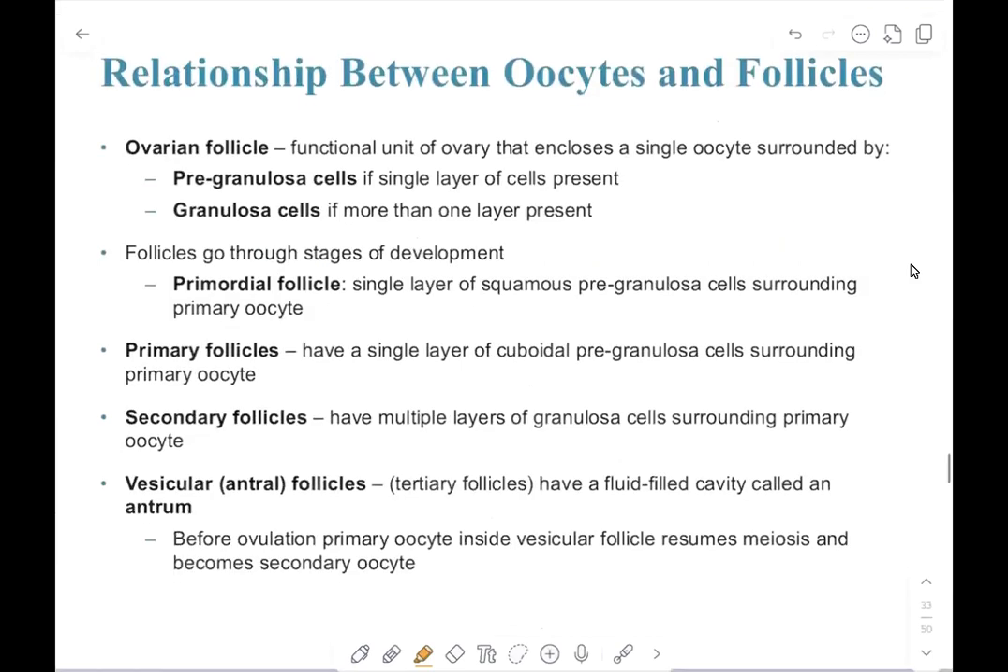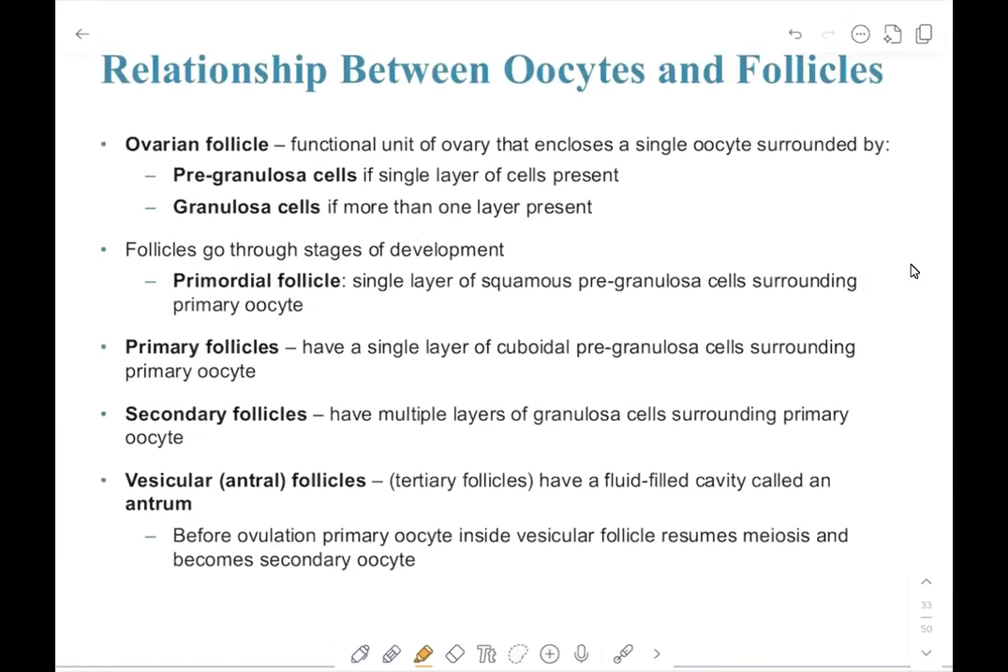So our relationship between the oocytes and the follicles is shown here. We've talked a little bit about that. You saw this on an earlier slide. But there is the ovarian follicle, which is that functional unit of the ovary that encloses a single oocyte. And it's surrounded by different types of cells. One type of cell is the pregranulosa cell, if only one layer is present. But if there's more, we call them granulosa cells.